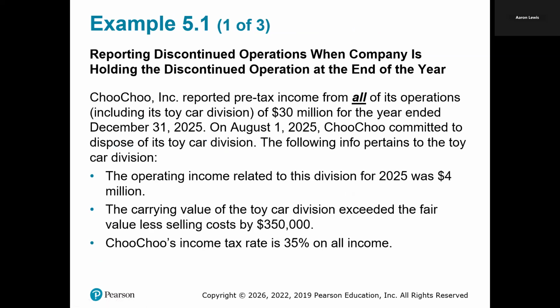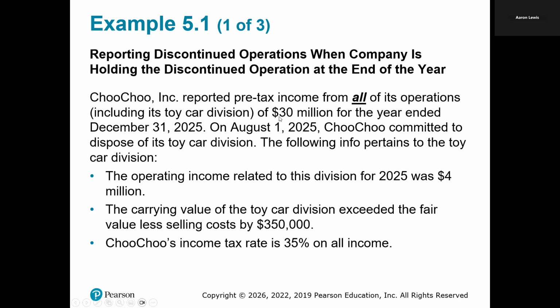We're going to be Choo Incorporated. Across everything that we did for continued operations, discontinued operations, the entirety of our whole entire business, any others, we had $30 million of pre-tax income for the year. We have a toy car division, which we've decided that we are not going to do anymore. We're disposing of this toy car division. And this is the information that we have to work with.